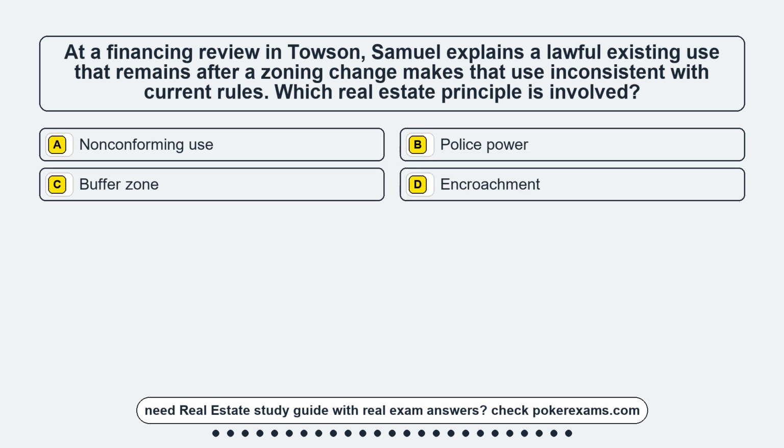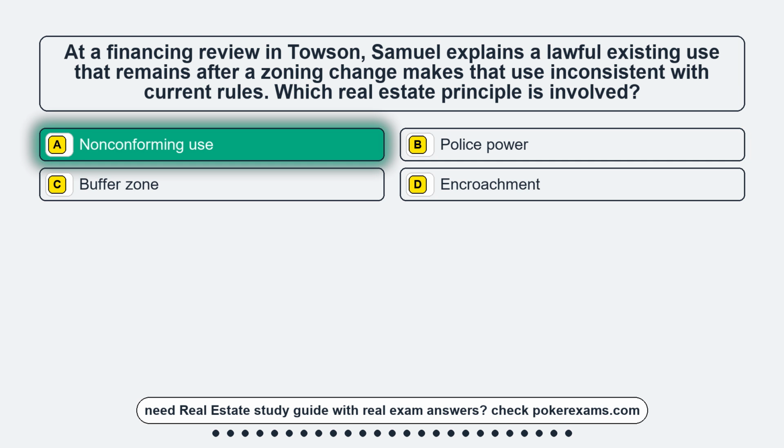Question 2. At a financing review in Towson, Samuel explains a lawful existing use that remains after a zoning change makes that use inconsistent with current rules. Which real estate principle is involved? Option A. Non-conforming use. Option B. Police power. Option C. Buffer zone. Option D. Encroachment. The correct answer is option A.